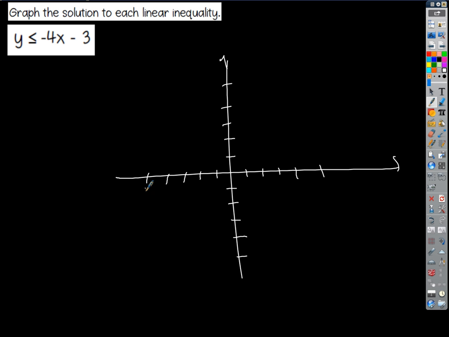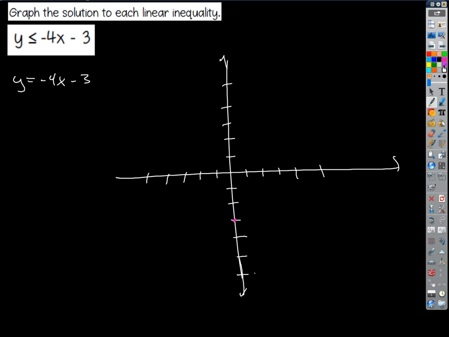What if I turn that into an equation? y equals -4x minus 3. That's an easy one to graph. What's it look like? Where's the y-intercept? -3, so right there. And I guess I got to go down a little further, huh?